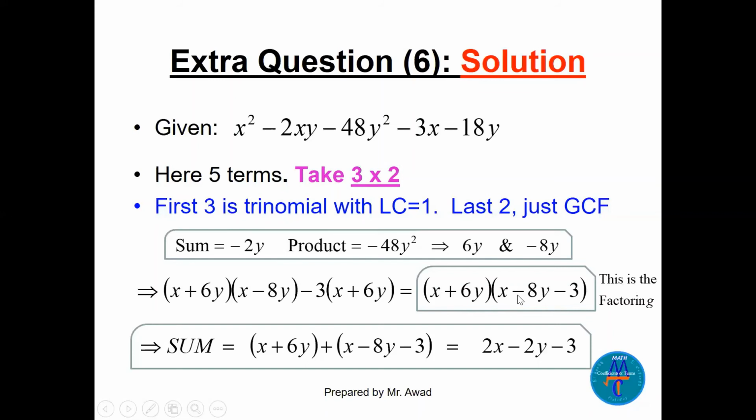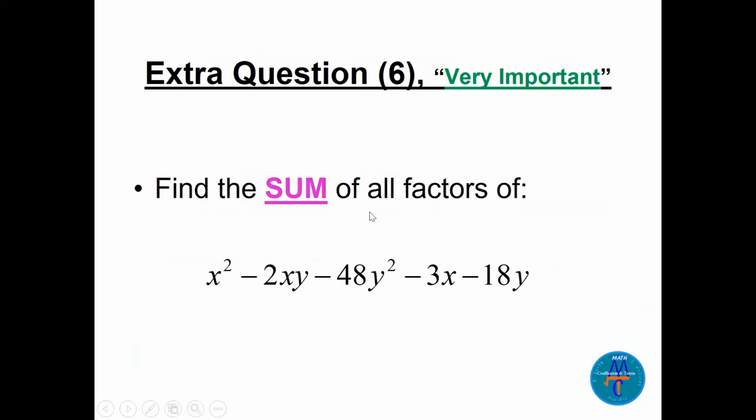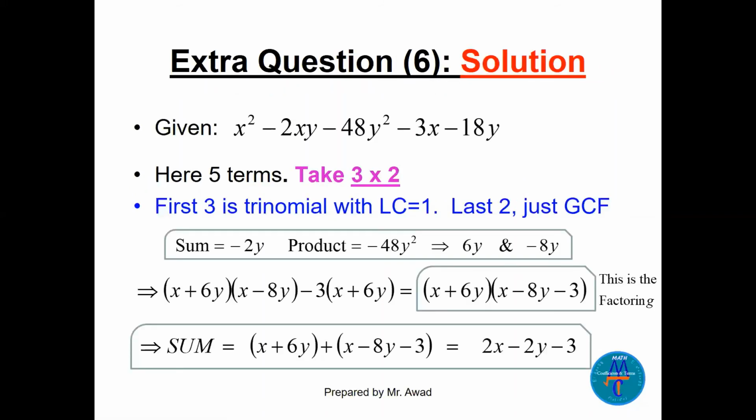But the question says, find the sum of all the factors, which means after you factor it, you find the sum. Okay, so this is the factoring. You can stop here if the question is factor. Now we need the sum, so I take the first term, second term, and then I add x and x is 2x, 6y minus 2y minus 3. That's an extra question.